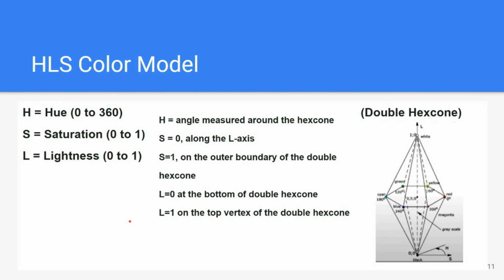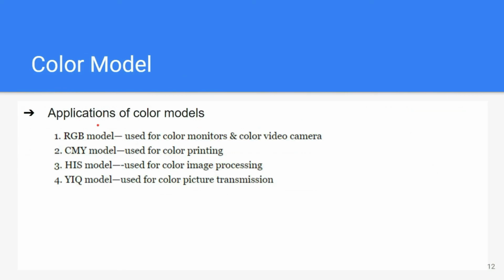Any color in the HLS color model is described as H is equal to hue, S is equal to saturation, L is equal to lightness. And here in this diagram, the upper side is white and the bottom is black and the middle line is gray. The final conclusion of this video, here we can see some applications of color models.